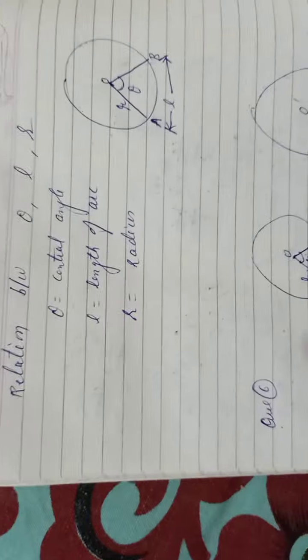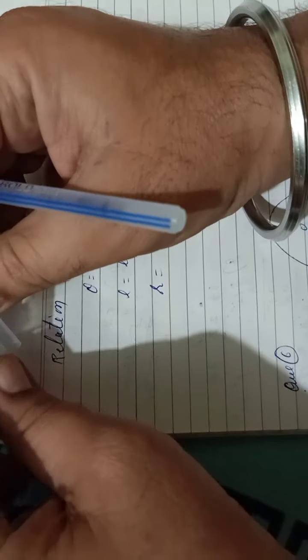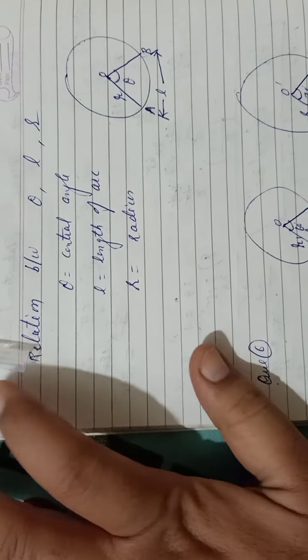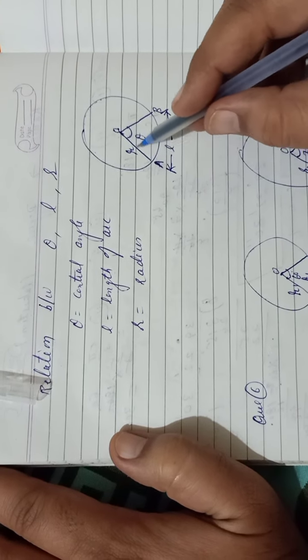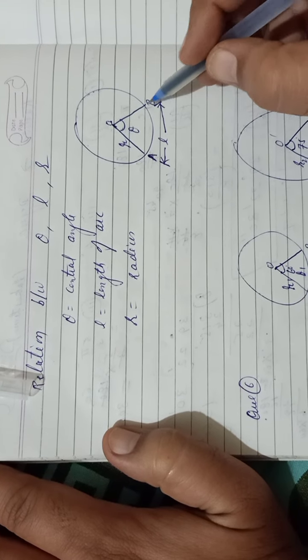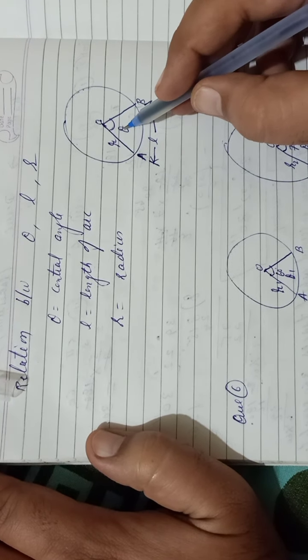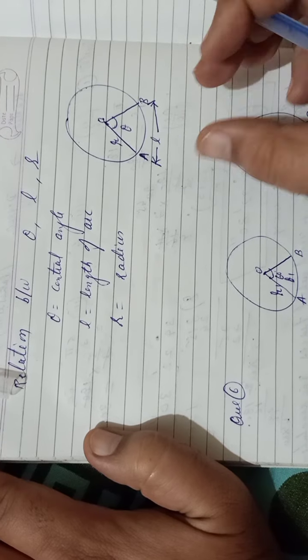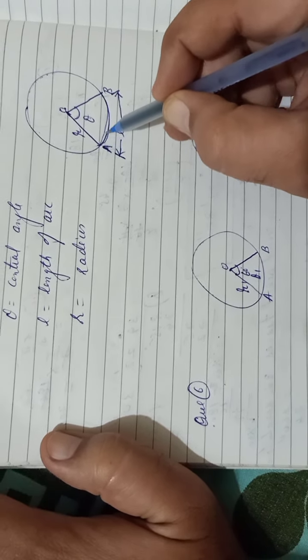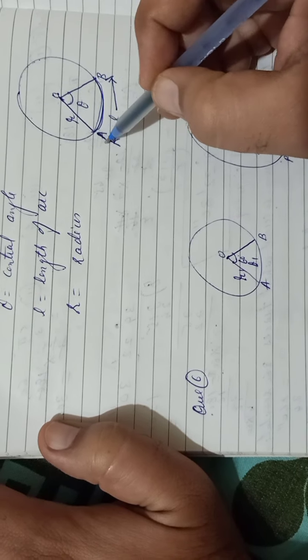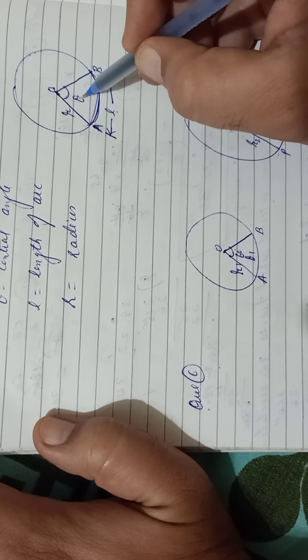Now next question, before the next question we should know the relation between length of arc. This is a circle, this is the center, and this is a minor sector. This is the angle made by arc AB. This is the length of arc AB from this point to this point. This is L, we represent it by small l. This is radius R. This is also radius R, and this is angle theta.